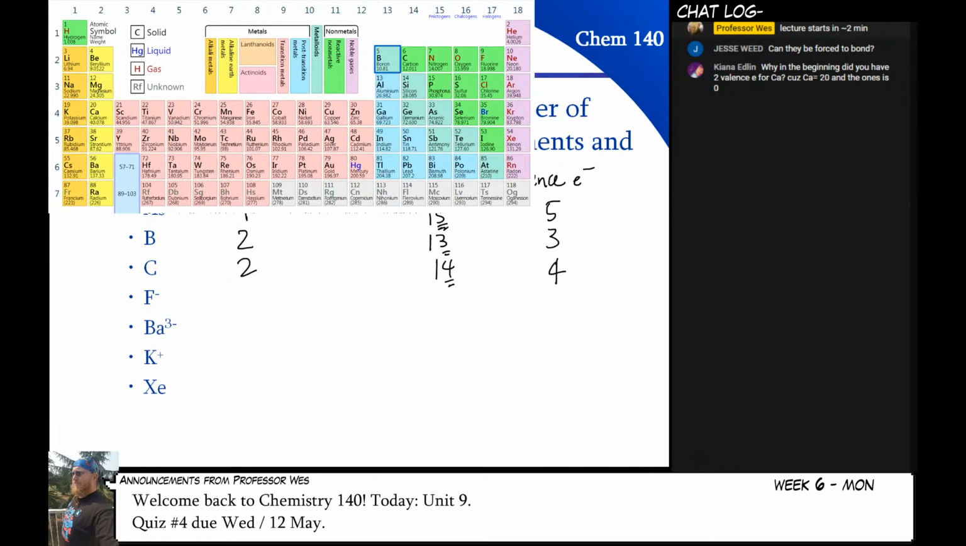Now we're going to get down to the ions, where we're going to change it up a little bit. So let's find fluorine first. Fluorine is in valence shell 2, because it's in period 2. It's in group 17, so it should have 7 valence electrons. But we have to account for this minus on it, don't we? If I add a minus, that's an additional electron. So this becomes 8.